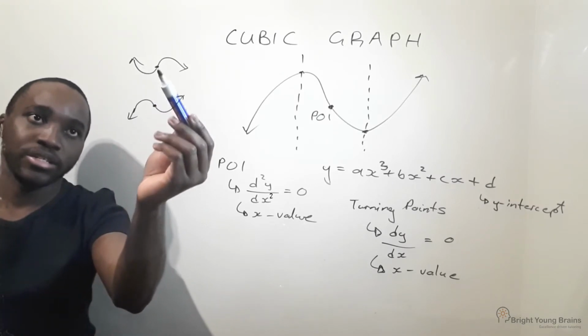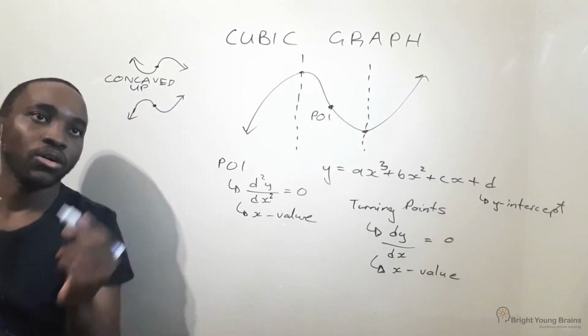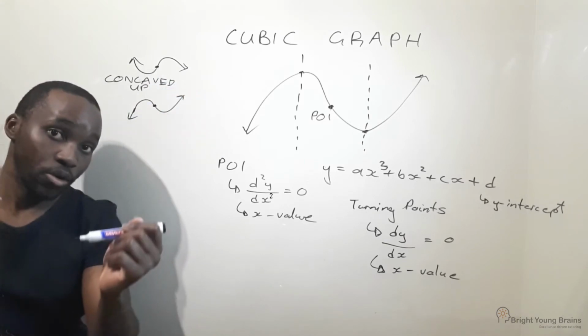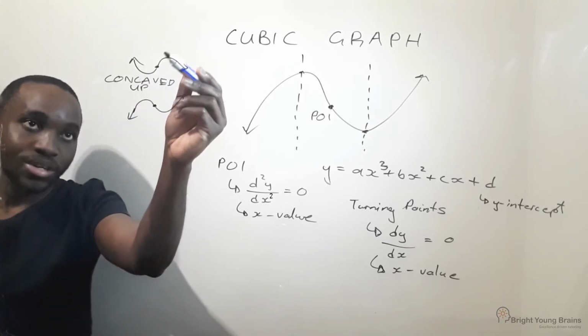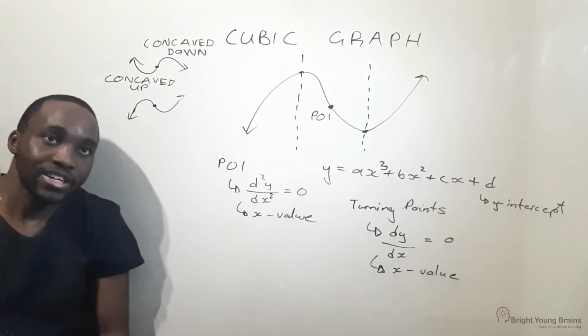What we mean by that is all you want to look out for is the portion that has like a mini smiling face. That portion will always be concave up. The part that's always smiling will always be concave up. The part that's always frowning will always be concave down.